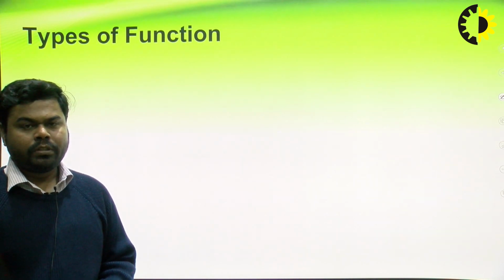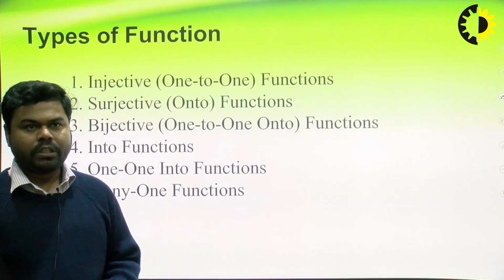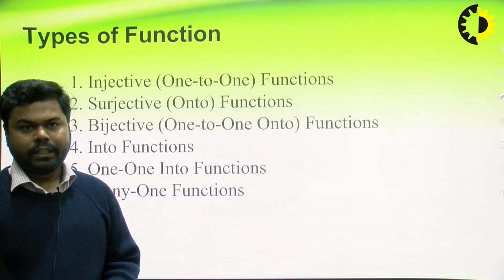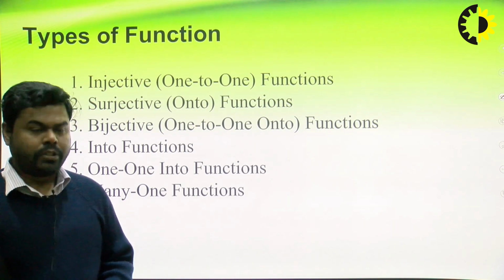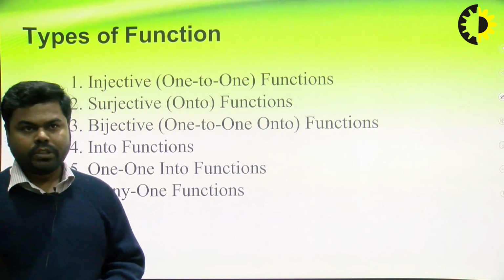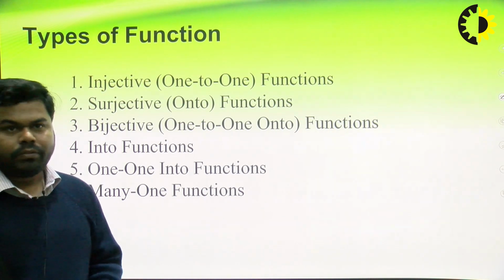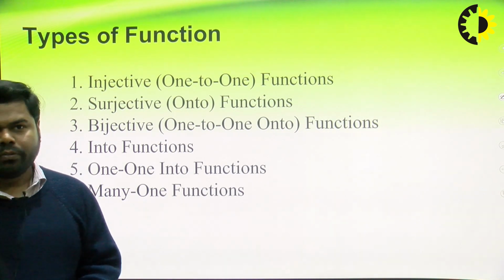So first, the topic is types of function. There are 6 types of function: injective, surjective, bijective, into, one-to-one into, and many-one function. Here, injective is also called one-to-one function, surjective is also called onto function, bijective is also called one-to-one onto function, and then into function, one-to-one into, and many-one.